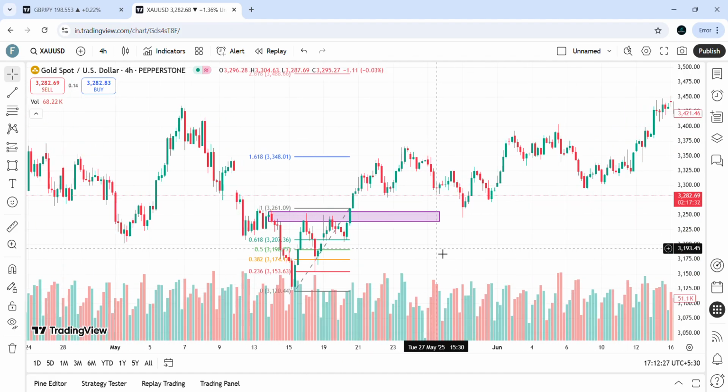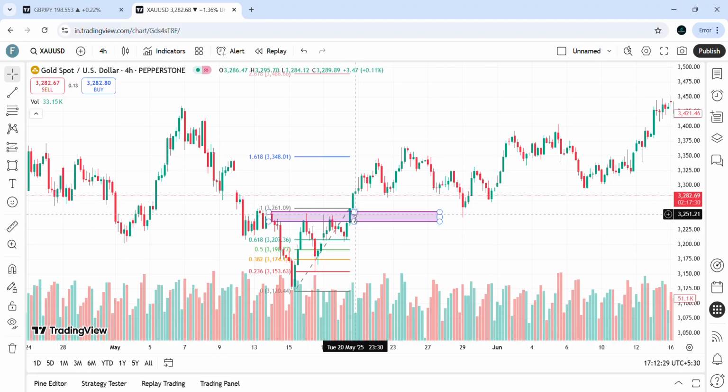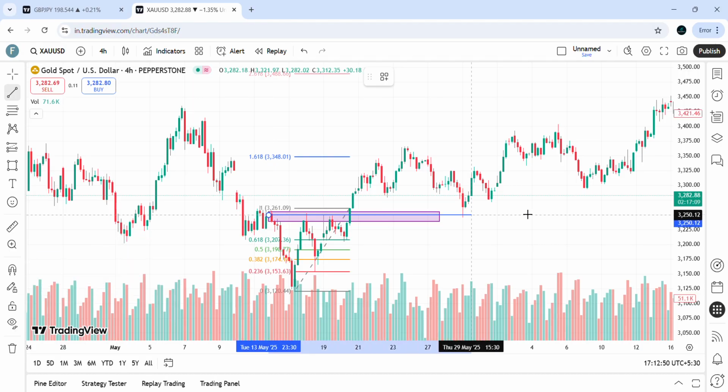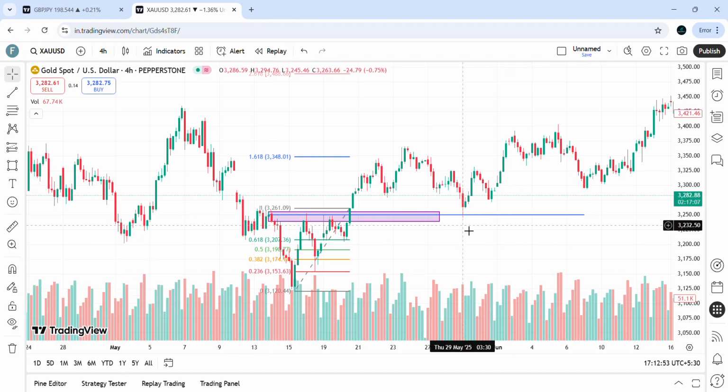Alright. In this case, you wouldn't have gotten an entry on the retracement, as the retracement was before the break. We look for retracements only after the break, and since we missed this entry, we would have taken the second entry, that is after the break of this supply zone, and the entry would have been right over here.